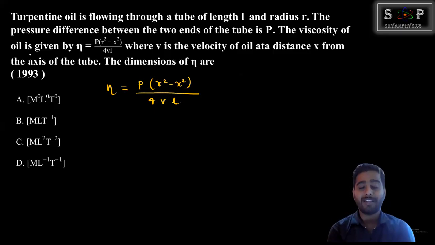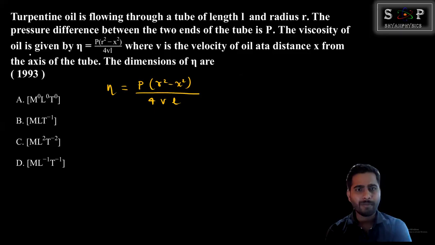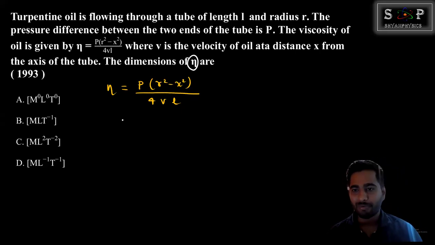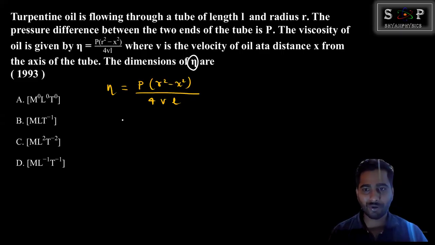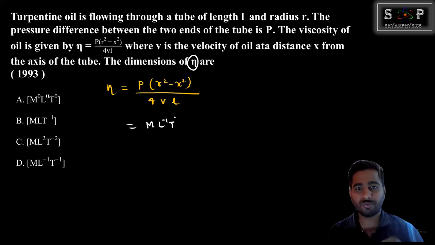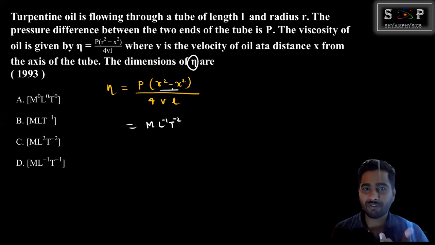What P is equal, eta is equal to P into R square minus X square, where V is the velocity of the oil at a distance X from the axis of the tube. The dimension of the coefficient of viscosity: while writing whatever the formula is there, based on that we can write. Here, P stands for pressure. For pressure we recently wrote M L to the power minus 1 T to the power minus 2. Correct now? These two physical quantities, if you are adding or subtracting, both carry the same dimension.